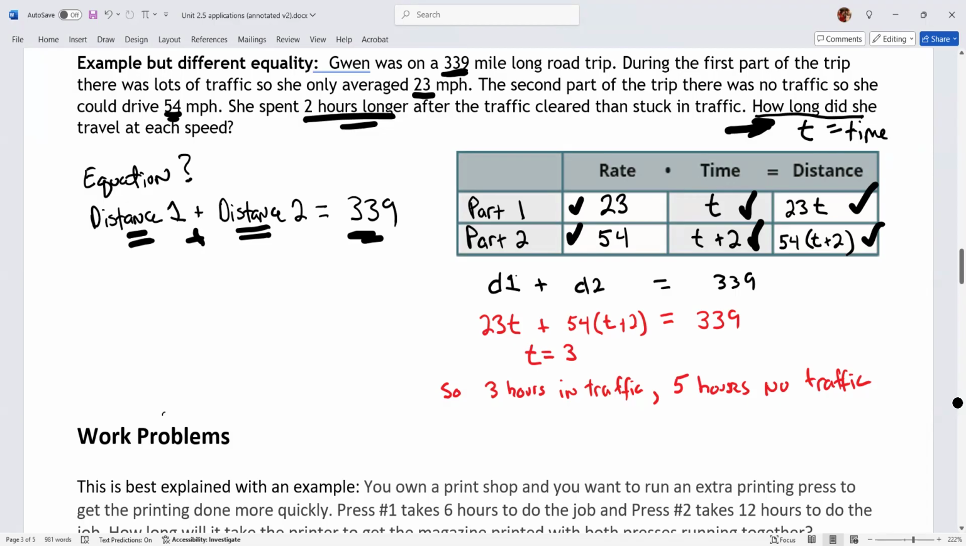Why? Because the t in part one represented the time in traffic. She spent 5 hours in no traffic because it was two more than t, which was the time that she spent in traffic. So the 3 plus 2 is equal to 5. And so thus I've answered the question. Fill in the table using the formula, figure out what you can set equal to what, and then it's always going to be a pretty easy equation to solve.